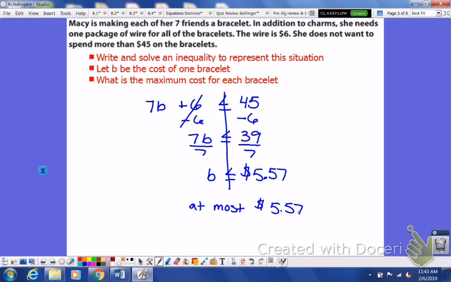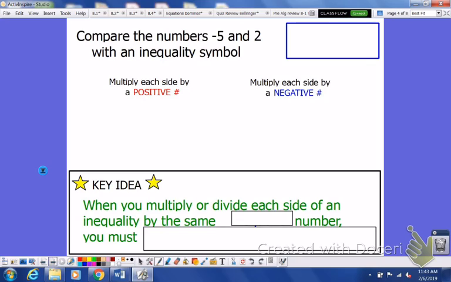Okay. Now, so far, everything that we've been doing has been exactly the same as solving an equation. There's one trick to solving inequalities. We're going to figure out what that trick is right now. So we want to compare the numbers -5 and 2 with an inequality symbol. Well, we know that -5 is less than a positive 2. We want to see what happens if we multiply each of those sides by a positive number. Let's say we pick 3.